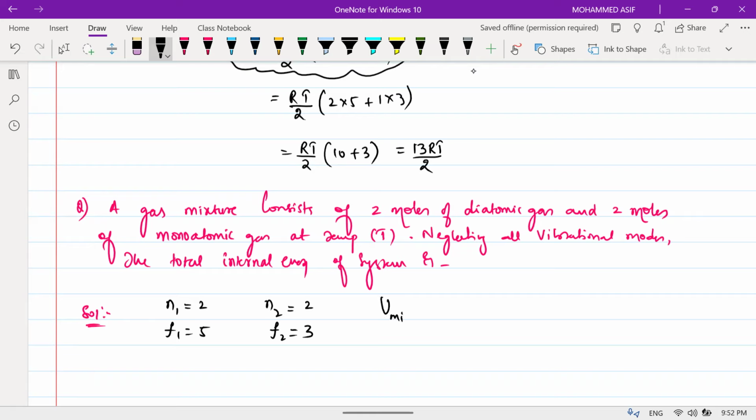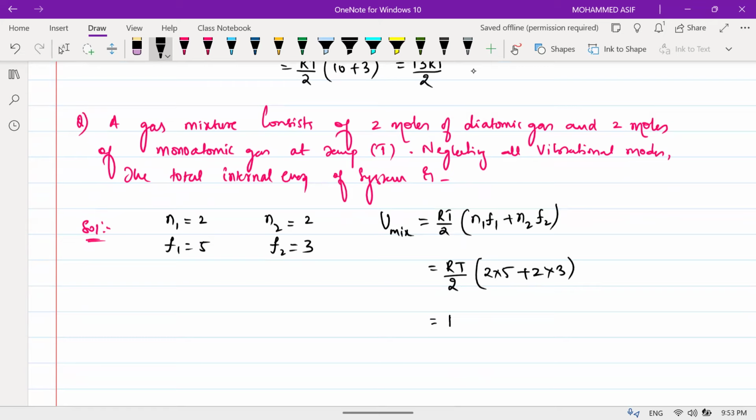So initial internal energy of the mixture is RT divided by 2 into N1 F1 plus N2 F2. अब प्रॉब्लम में भी 2 गैस हो सकते हैं, 3 गैस हो सकते हैं. उसके हिसाब से टेम्परेचर T भी हो सकता है, 2T भी हो सकता है, कुछ भी. So it is 2 into 5 plus 2 into 3. Clear? This will be equal to RT divided by 2 into 10 plus ये कितना हो जाएगा 6. So this one is 16 RT divided by 2.